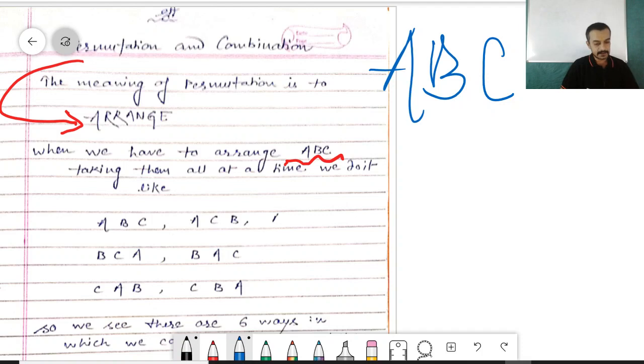These 3 letters that we have taken, we are arranging them. This is the first way that we have arranged. I wrote A first, B then, and after that C.